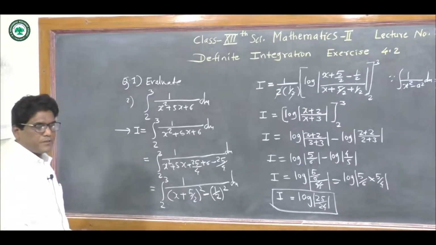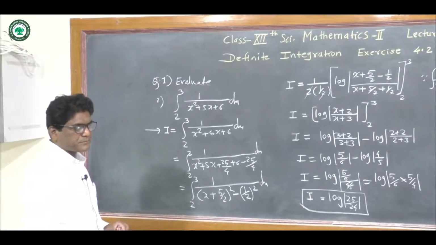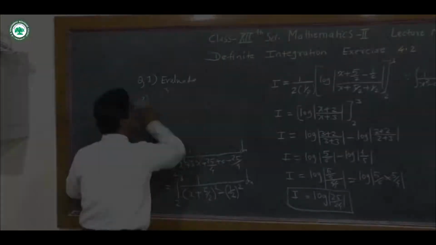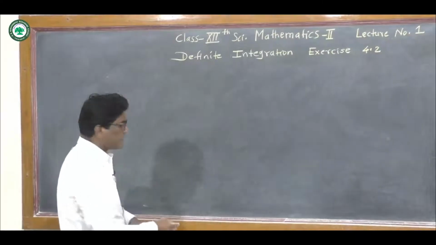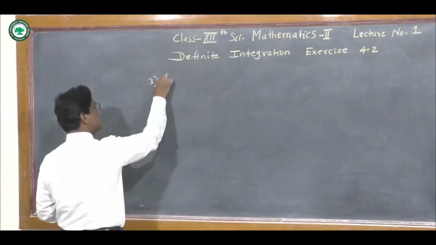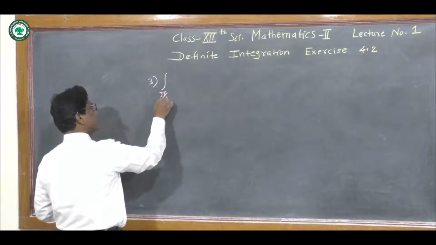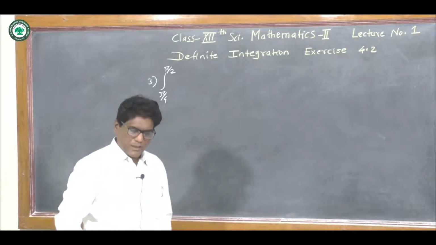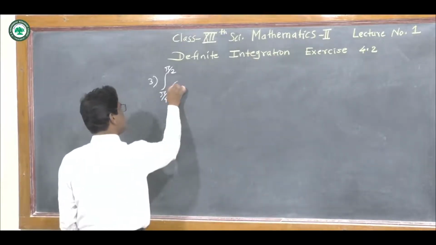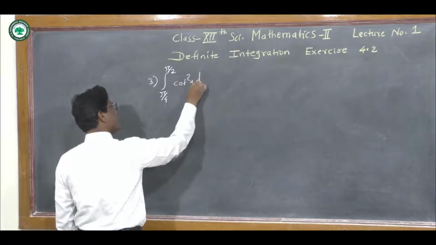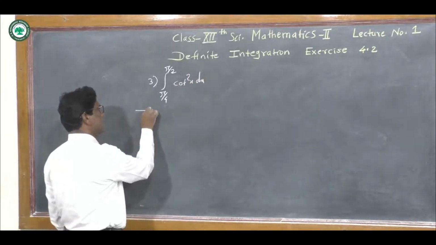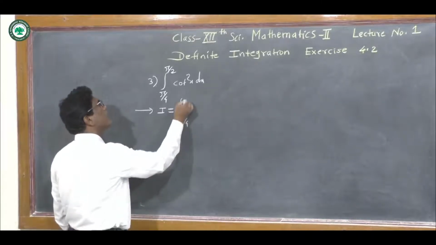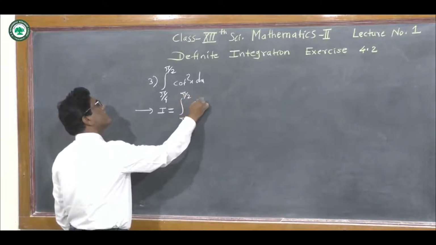Now here we see the third problem. Third problem: integration from pi by 4 to pi by 2, cot square x dx. Now consider this as I. So I is equal to integration from pi by 4 to pi by 2 cot square x dx.